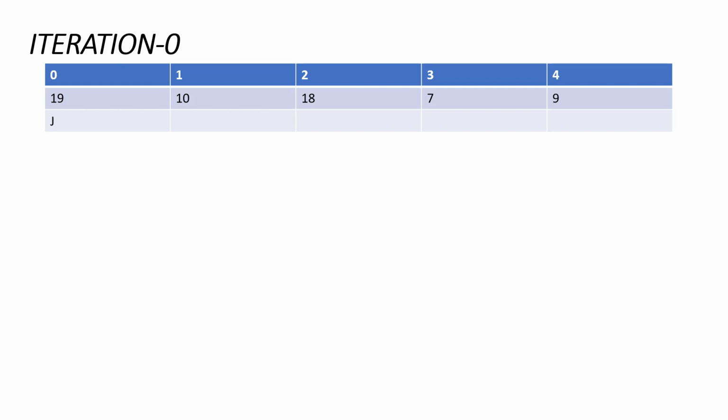We are going to check the condition, that is arr[j] is greater than arr[j+1]. That is, we are comparing the element at j and the consecutive element, whether it is greater or not. If it is true, we are swapping those two elements, which are arr[j] and arr[j+1].